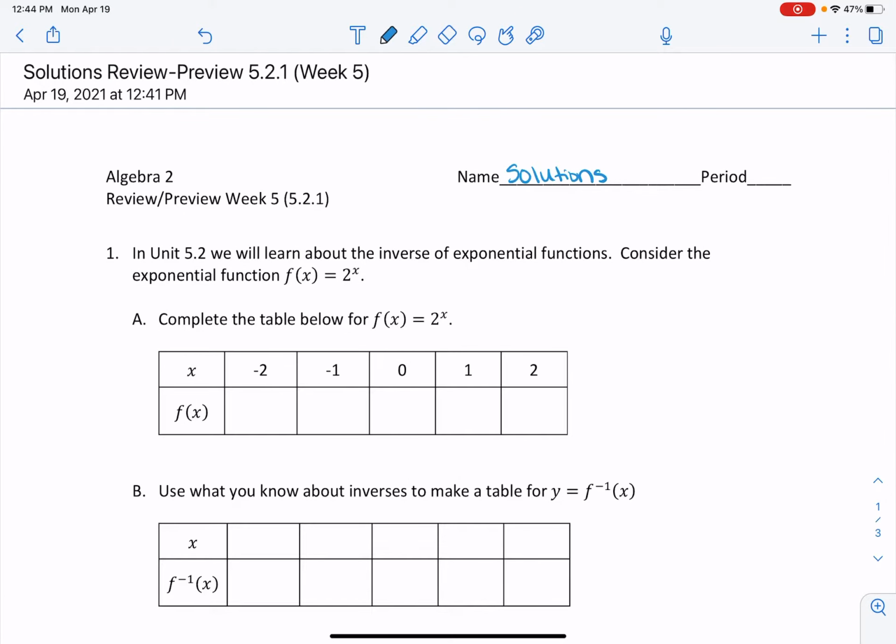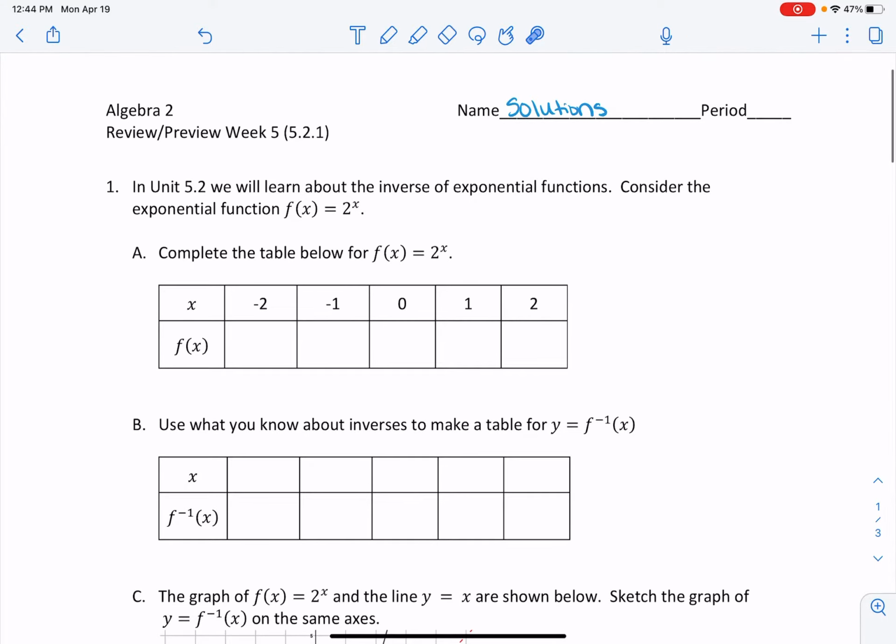Everyone, this is the solutions video for our week 5 homework. We are looking at section 5.2.1 in our book. In unit 5.2, we will learn about the inverse of exponential functions. Consider the exponential function f of x is equal to 2 to the x power.